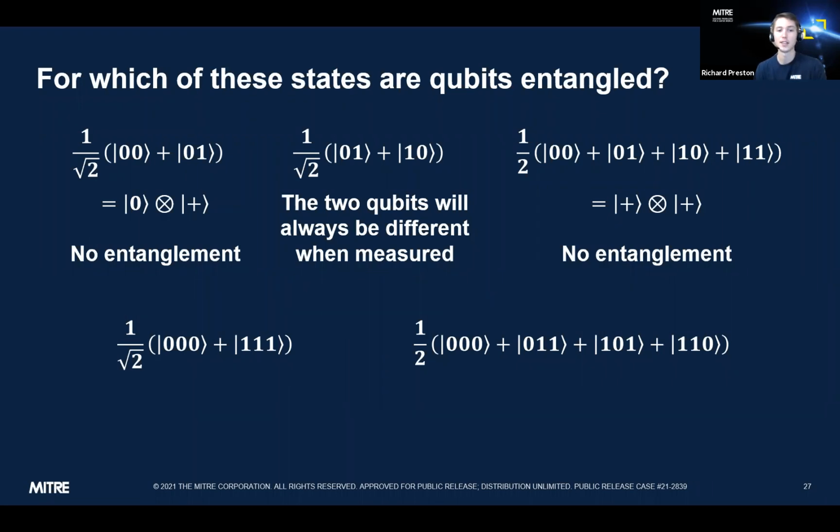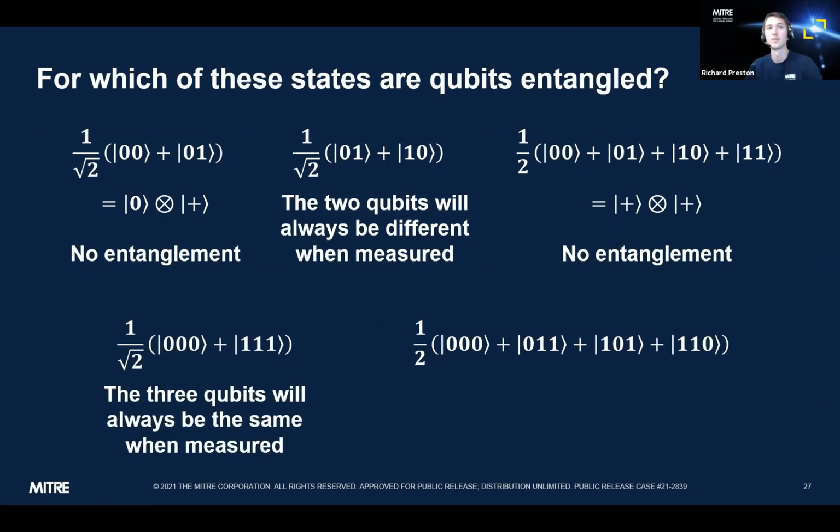Yes, entangled, because it's like 0, 0 and 1, 1, but 3D. Exactly, right? So it's a pretty similar situation, but we just have 3 qubits. If I measure any of the 3 qubits and I get a 0, I know the other ones are also 0. If I measure any of the 3 qubits and I get a 1, I know the other ones are also 1. So the 3 qubits will always be the same when measured.